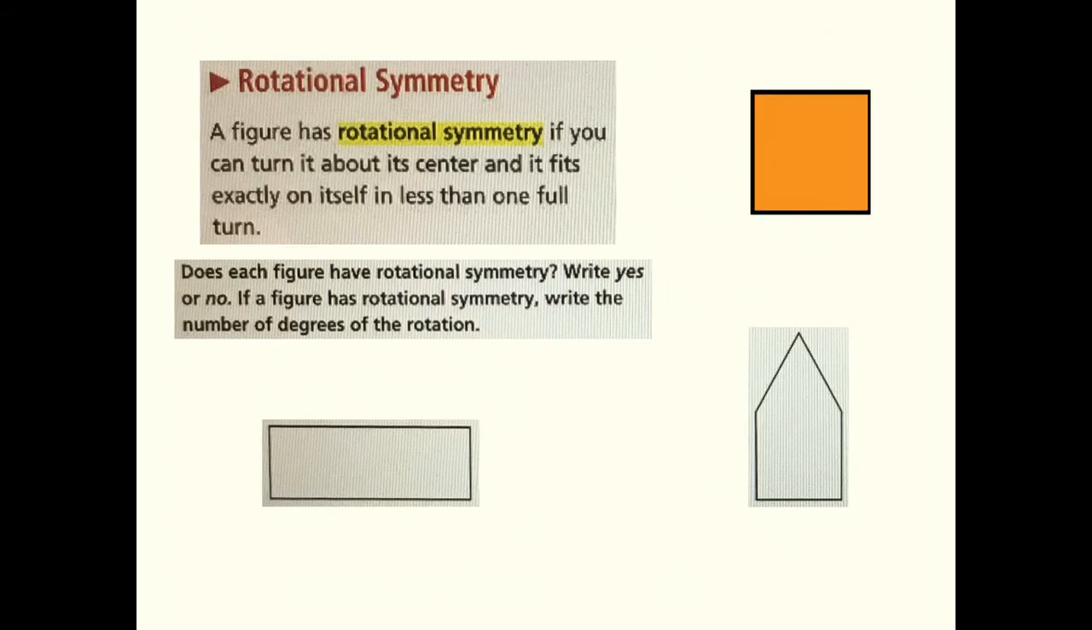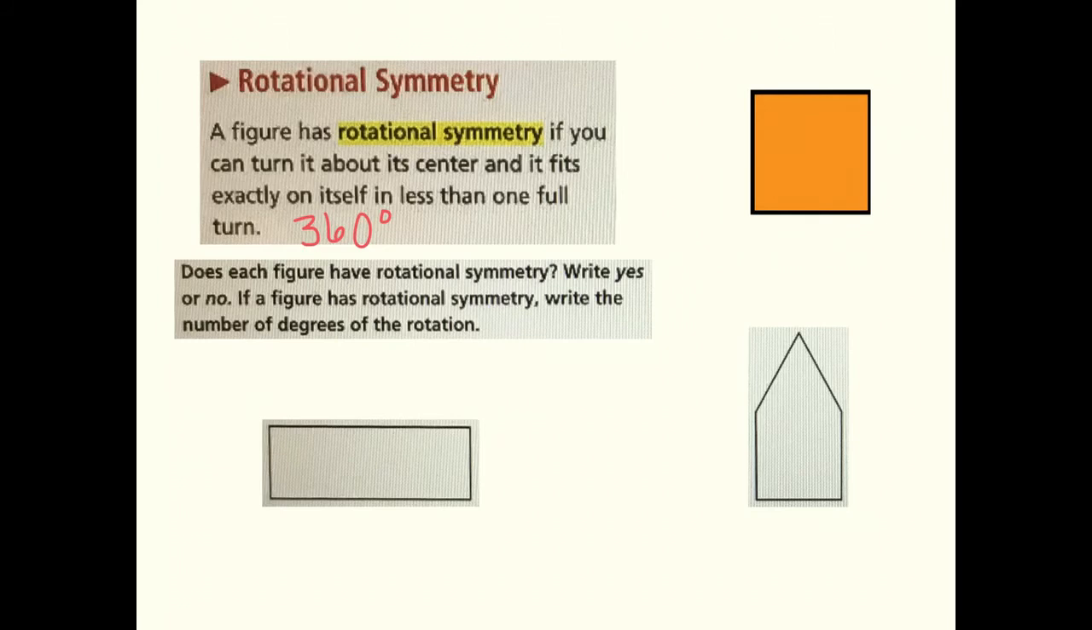Now we come to our last term, something that's called rotational symmetry. A figure has rotational symmetry if you can turn it about its center and it fits exactly on itself in less than one full turn. Which, remember, a full turn is 360 degrees. So basically a full turn is bringing it right back to its start anyway. So all figures have full turn symmetry because you're bringing them right back to how they looked anyway.